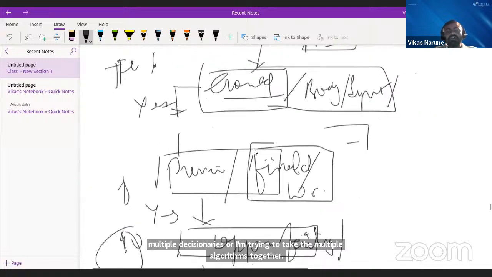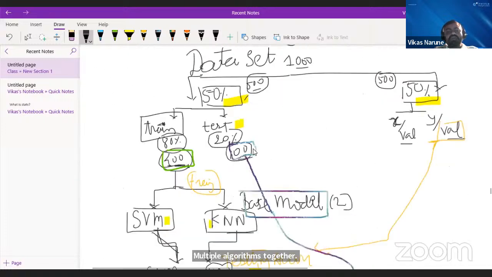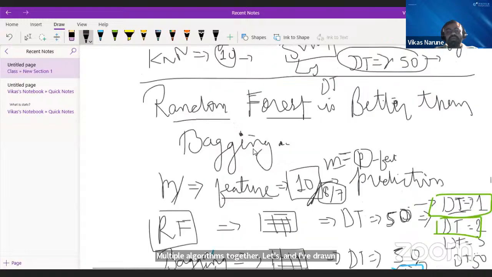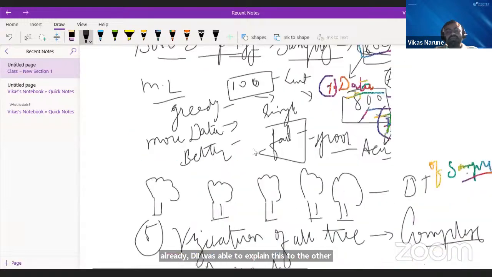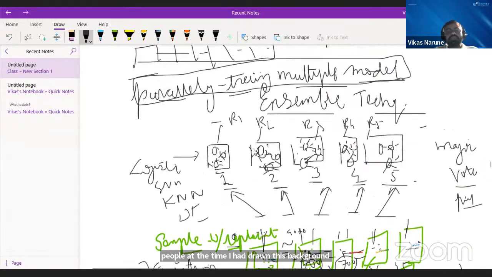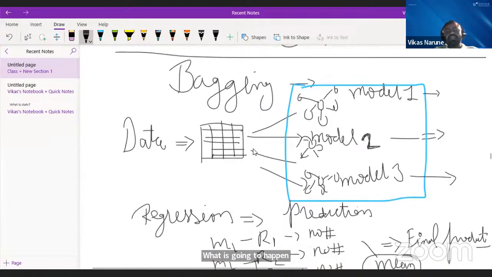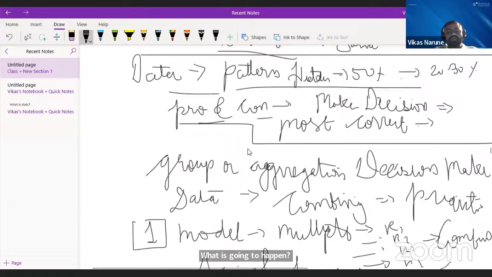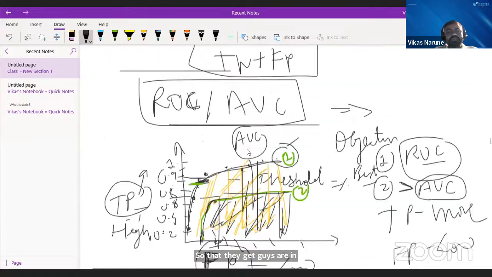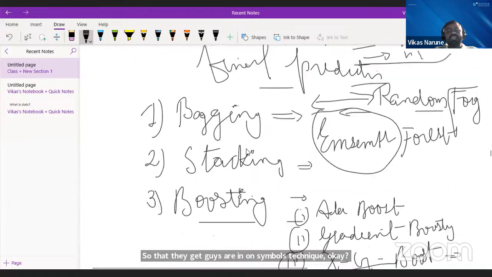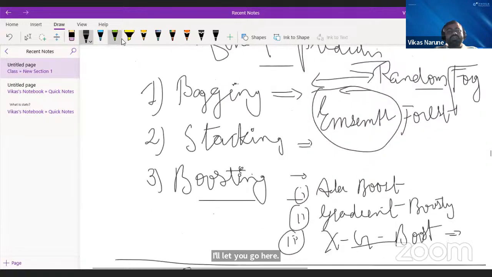I have already drawn the diagram. I was able to explain this to other people at that time. Let's try to understand this way. What is going to happen? Okay. Let me go here and let me tell you about the ensemble technique, guys, when we talk about the ensemble approach.